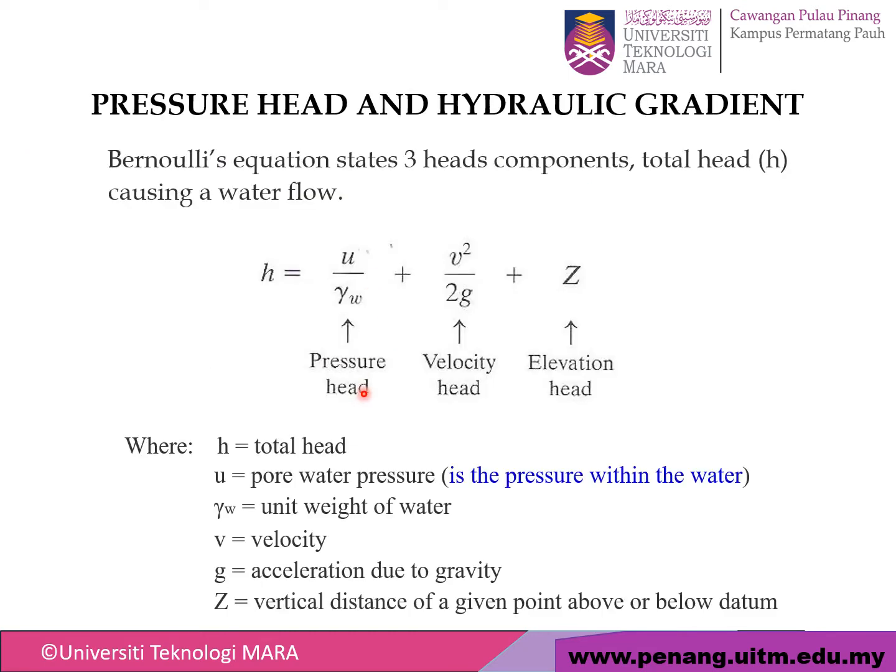As we mentioned just now, the Bernoulli equation states three head components for total head causing a water flow. This is the total head, and this is the first, pressure head, u over unit weight of water, plus v squared, which is velocity, over 2g. g is acceleration due to gravity, plus z. z is elevation head, which is the vertical distance of a given point above or below the datum.